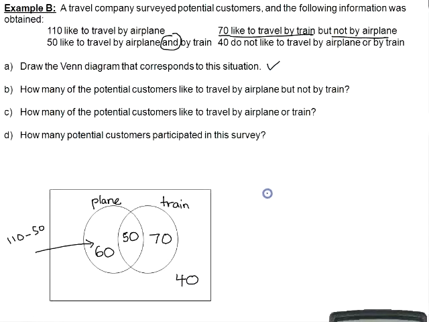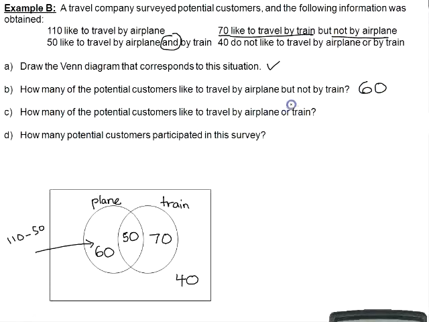Now we're going to use our Venn diagram to answer questions. How many of the potential customers like to travel by airplane but not by train? In other words, how many people like to travel by airplane only? Airplane but not train. That would be these 60 people here.